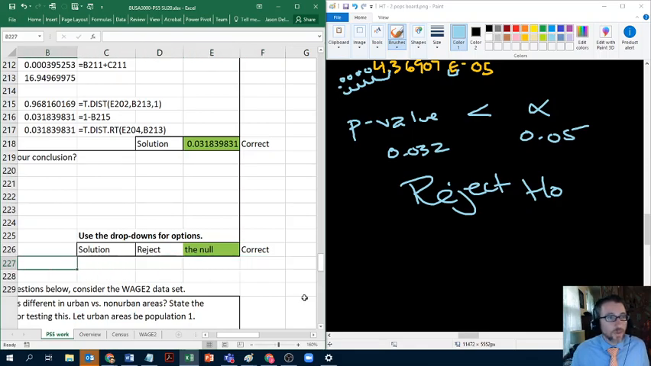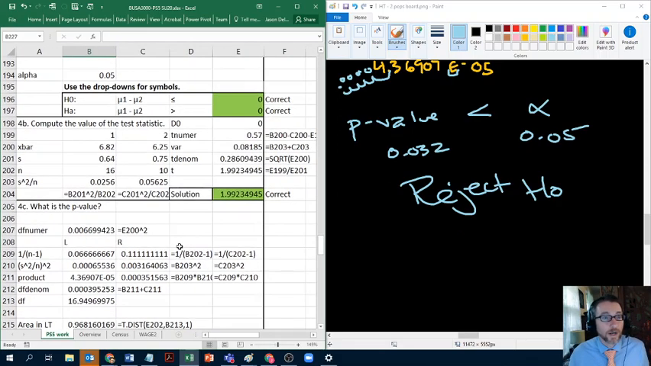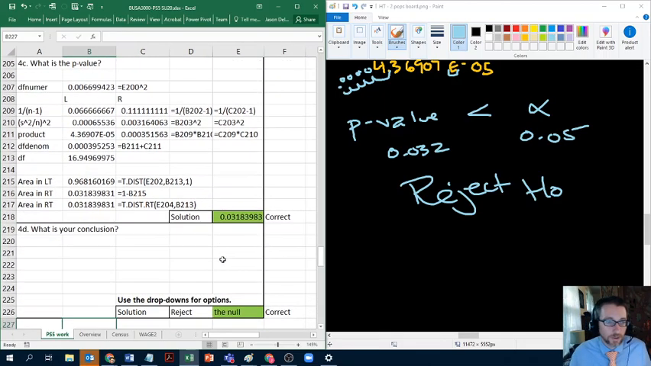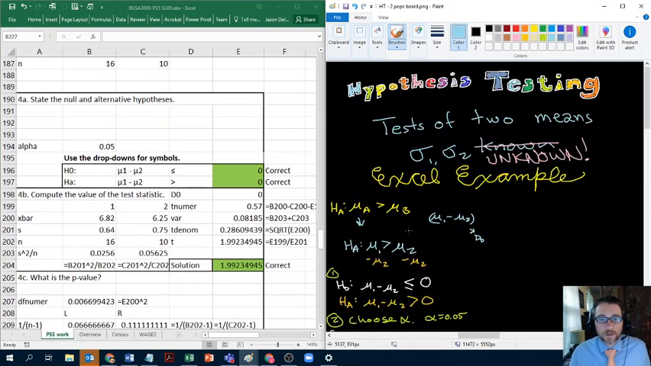Okay. So that is an example of how to use Excel to run a hypothesis test, to calculate a test statistic and a p-value, and then to draw a conclusion for a test of two means where the population standard deviations are unknown. I hope you found that useful. If you have any questions, as always, please get in touch. As I've said in the past, this is one of the most important and most relevant tests that people run, and so I wanted to show you how to make that happen.